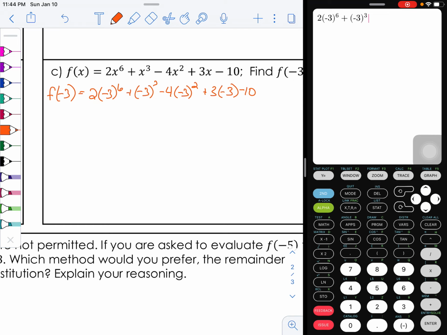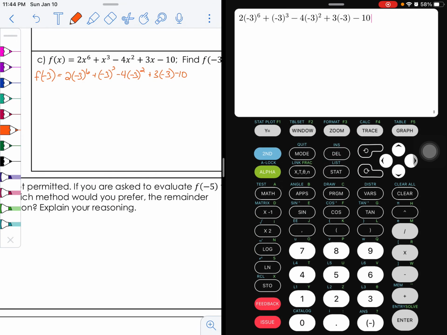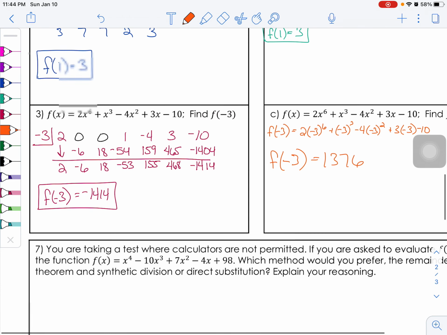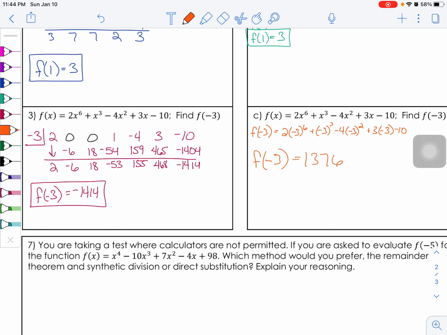And this is why you check your work as you're going. Because, well, it's okay to make mistakes, but you know, checking on them is a good idea too. And then minus 10. All right, I'm going to slide this over just a second. There we go. Negative 3 to the 6th plus negative 3 cubed minus 4 times negative 3 squared plus 3 times negative 3 minus 10. Okay, great. Oops, I must have made a mistake in my synthetic division. All right, so speaking of making mistakes, let's go back to my synthetic division and see what I did wrong.